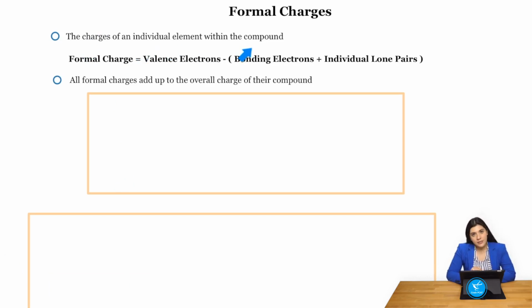And there is a specific formula to find our formal charges. Our formal charge formula goes as follows. It's the typical valence electrons for that element subtracted by the sum of the bonding electrons plus each individual lone pair, or each individual electron. So we'll go over how to do that. And then overall, all of our formal charges will add up to the overall charge of the compound.